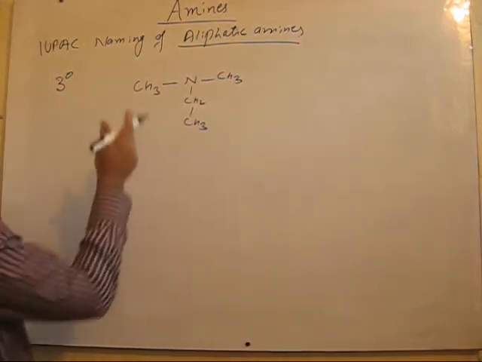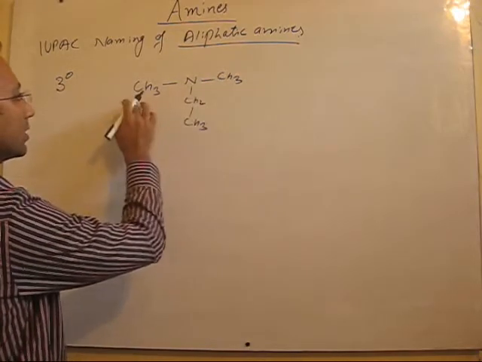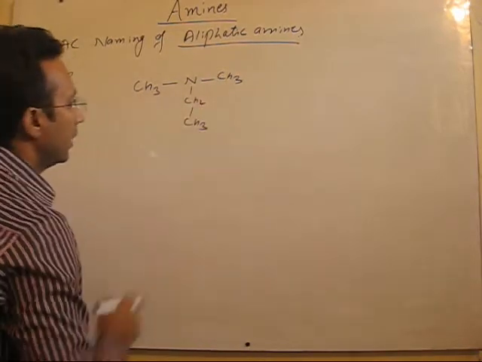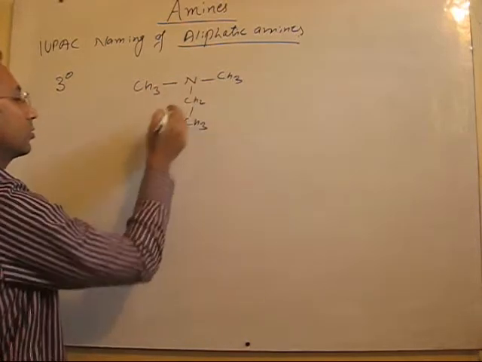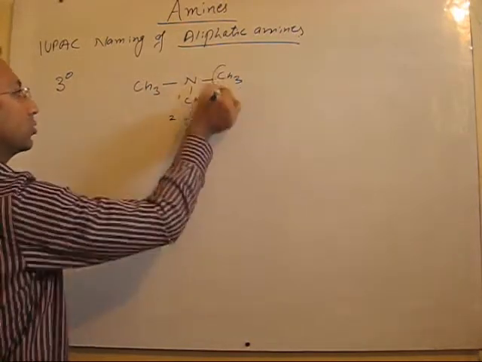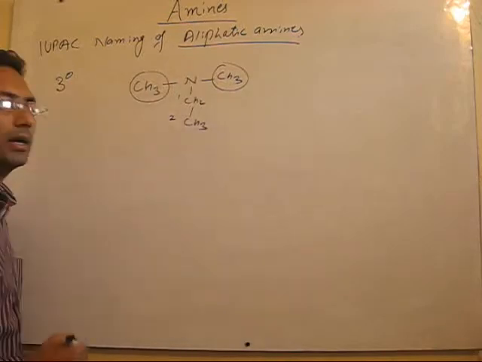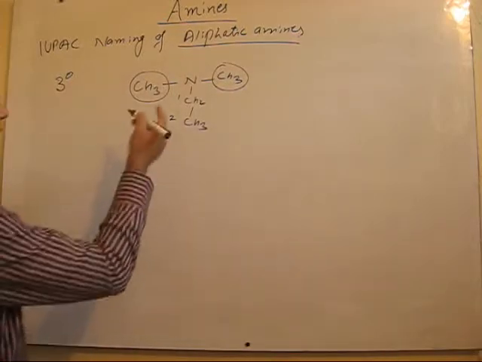Fine. So here 3 alkyl groups are present, 2 are same, one is this. This one is of larger length as compared to these two, so it will be the main chain, 1, 2, and these two will be treated as attached to the nitrogen, right? So we have to mention them.